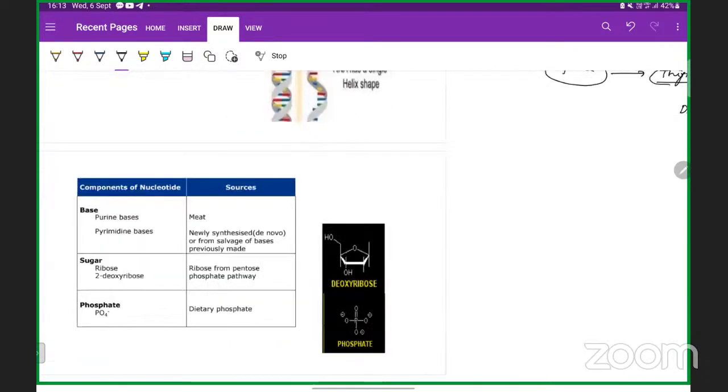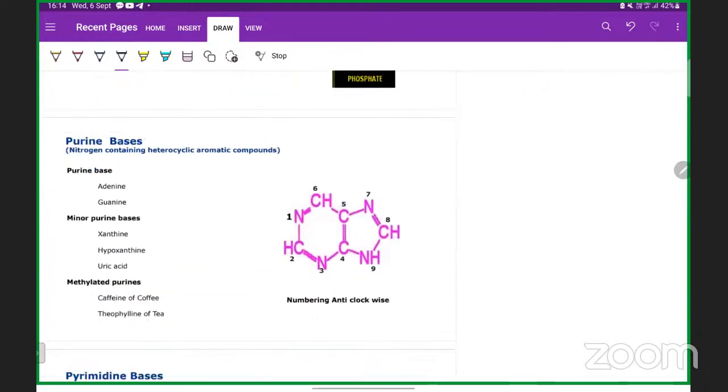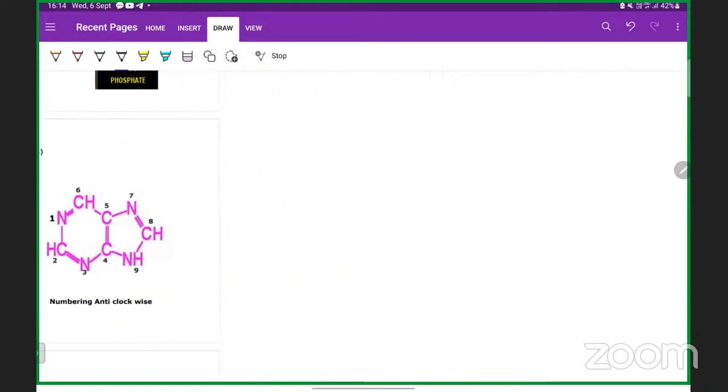So the base is going to be a purine or pyrimidine. This purine or pyrimidine combines with your sugar, and along with the sugar, it also takes one phosphate molecule to form the nucleotide. Let's see one by one. So before moving into those concepts, you know that the basic genetic material of a human being, of an animal, of everyone is going to be your DNA.